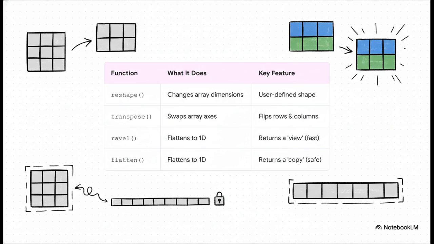Okay, so let's do a quick summary of our shape-shifting toolkit. We've got reshape, which is like our data origami for changing dimensions. We've got transpose, or .T, for flipping the axes. And for flattening, we have ravel for a fast view, and flatten for a safe copy.